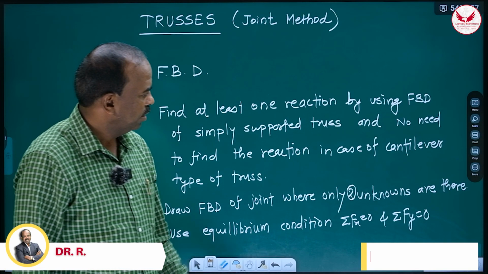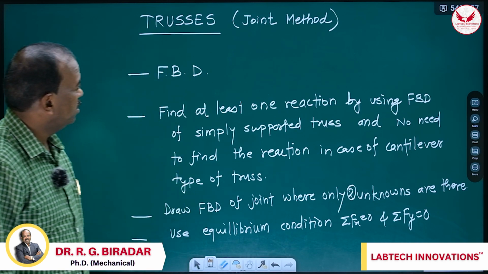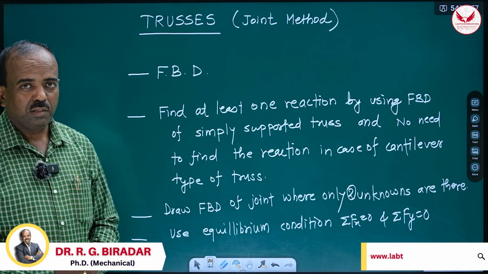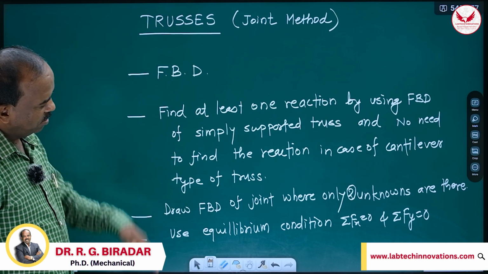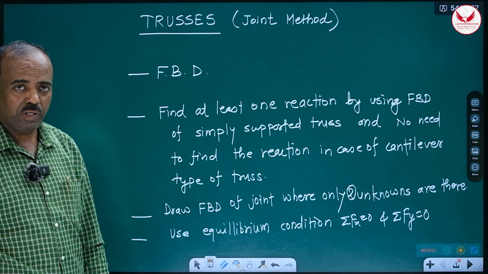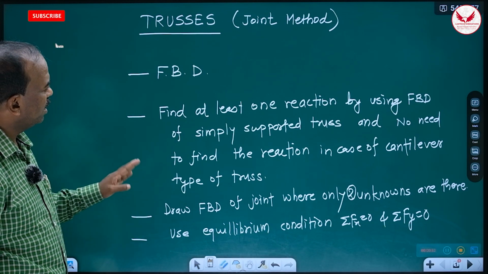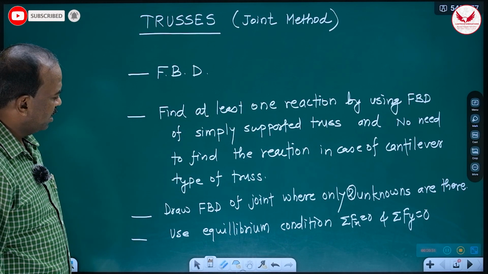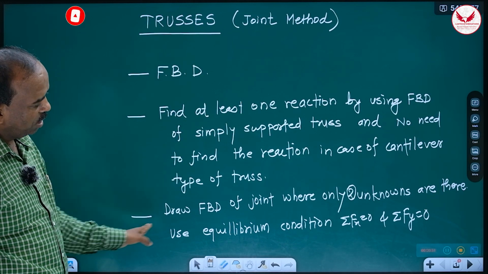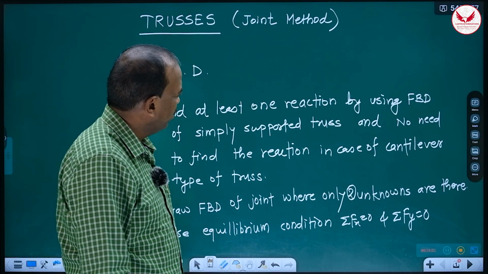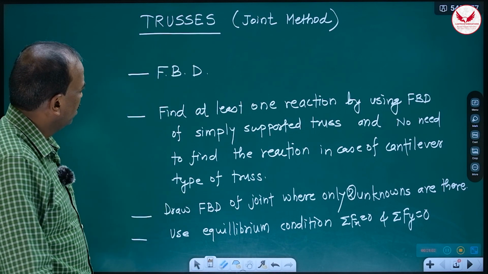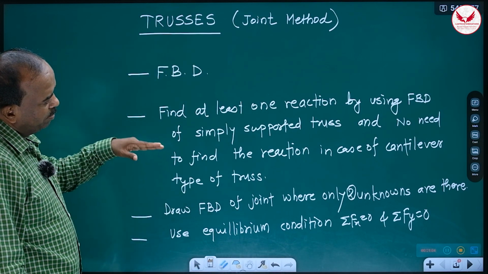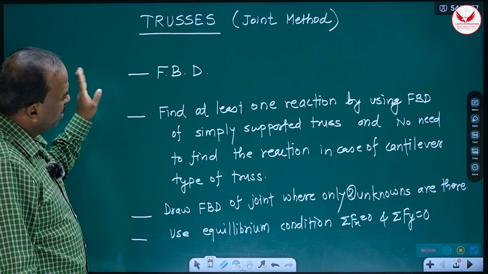Hello friends, today we'll see the joint method of trusses. It is also one of the most simple ways of getting the forces in the members of a truss. Specially, the joint method of trusses is an application of concurrent forces, and the section method means non-concurrent forces. So which are the basic steps for solving this problem?